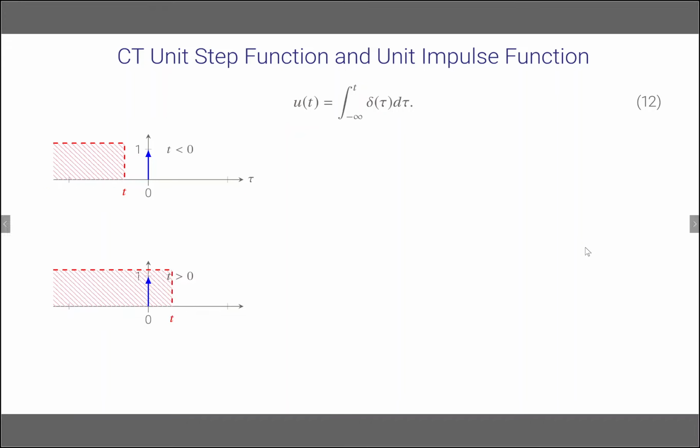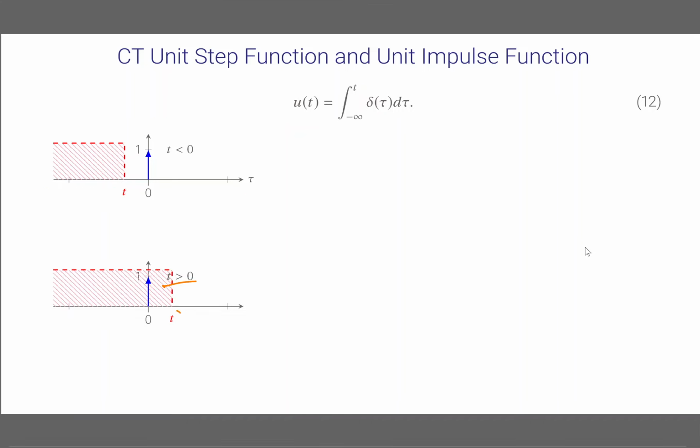But if I consider this situation where t is greater than 0, this is tau. So this is delta(tau) that we are plotting. The integral is 1. So we can see depending on the sign of t, we get 0 or 1, which is actually u(t). So you know that u(t) is equal to 1 when t is greater than 0, 0 when t is less than 0. So we obtain that through this.